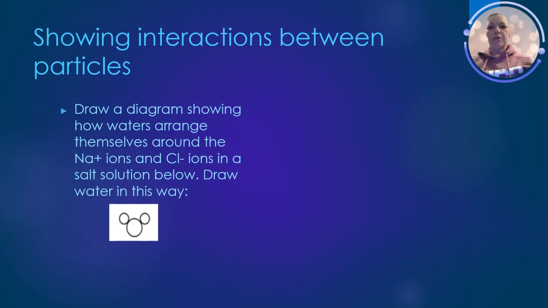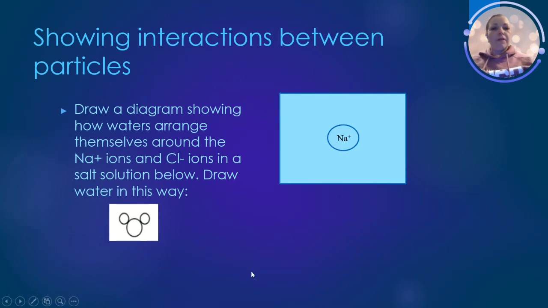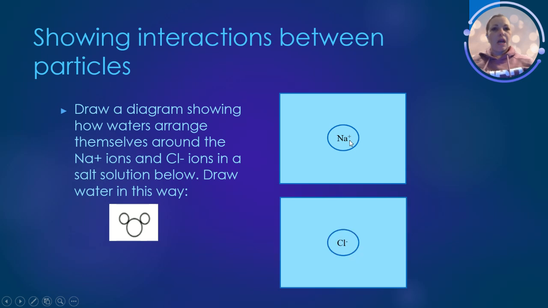So the second scenario that they presented in the learning objective was showing interactions between the particles. So if you draw a diagram showing how waters arrange themselves around the sodium ions and the chloride ions in a salt solution, and draw water this way, the first thing I want to say is if they tell you how to draw something, please draw it that way. As an AP reader, it makes it much easier to award students points correctly if they have followed the directions exactly. So in this situation, you might be given a box with a circle and that's labeled as Na. And so they would not ask you both of these on the same exam, but I wanted to show you both situations so that you can compare them and see the differences.